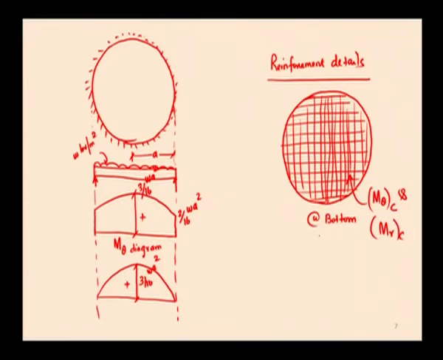Now, to resist the bending moment near the support, that is 2 by 16 W A square, the circumferential moment reinforcement has to be placed in the circumferential direction. This is the radial moment reinforcement and this is the circumferential moment reinforcement.